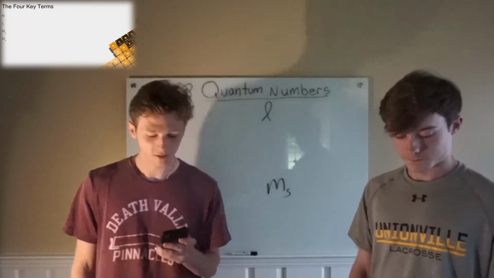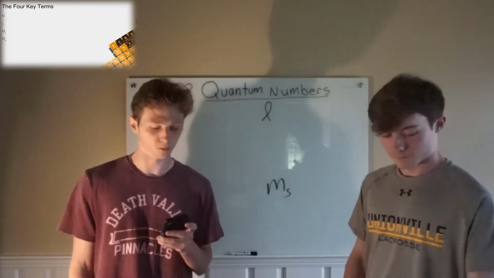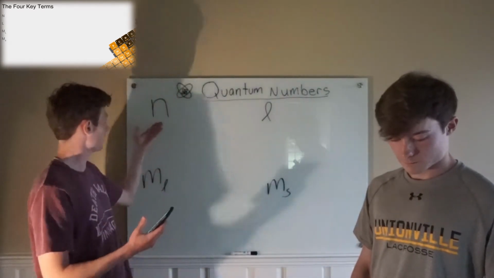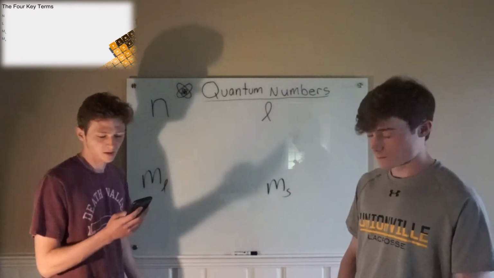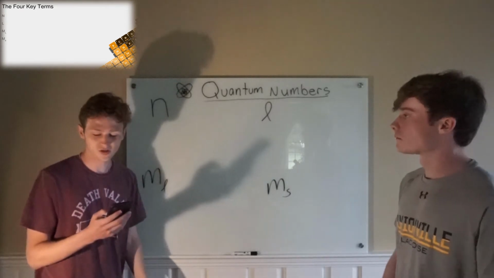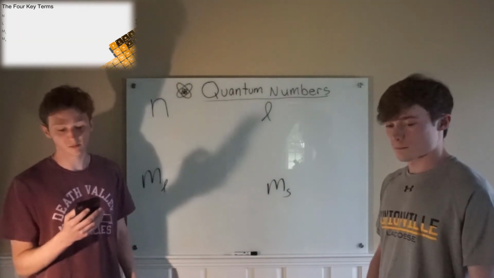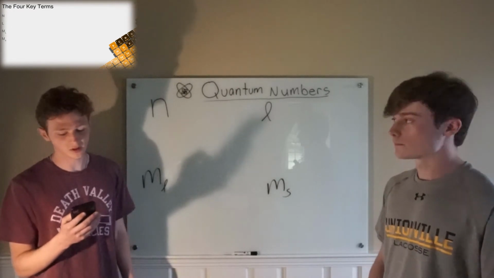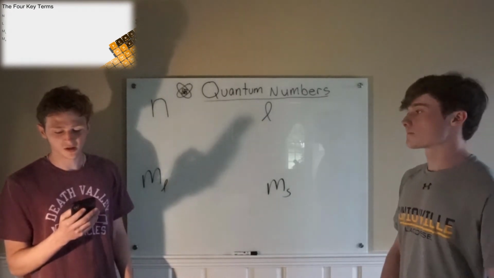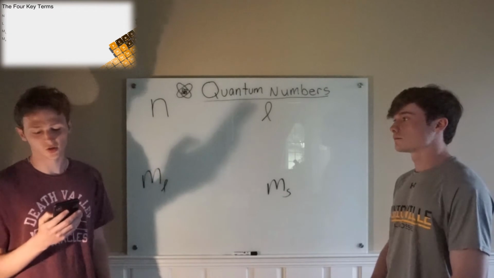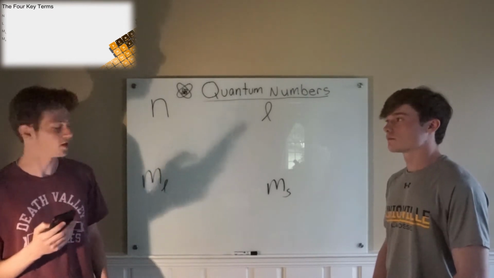So, the first number is the principal quantum number, and that's signified by n up here. This number is an integer that represents the number of electron shells. It starts at 1 and can go up to the outermost shell of the atom, wherever that may be. And that point is always the point where the Coulombic attraction is not strong enough to yield sufficient ionization energy.